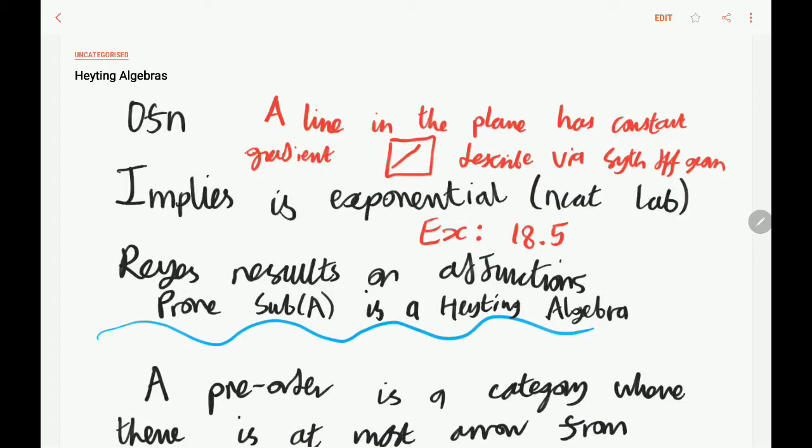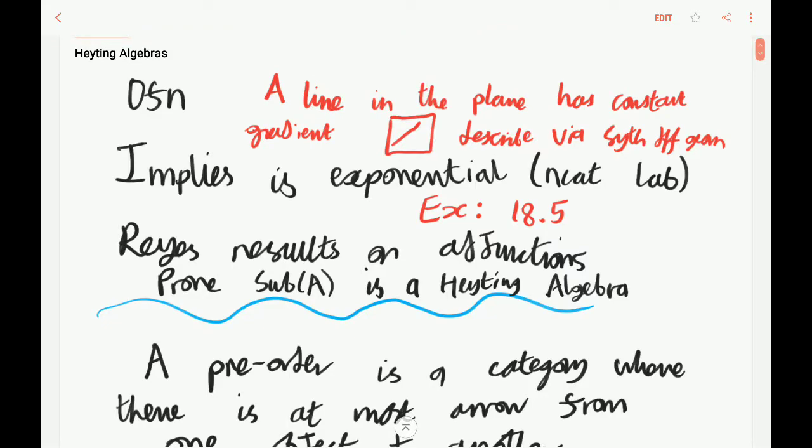Okay, so this video is an introduction to the very nice theory of Heyting algebras and how this relates to the kind of sub-objects that we consider in topos theory.